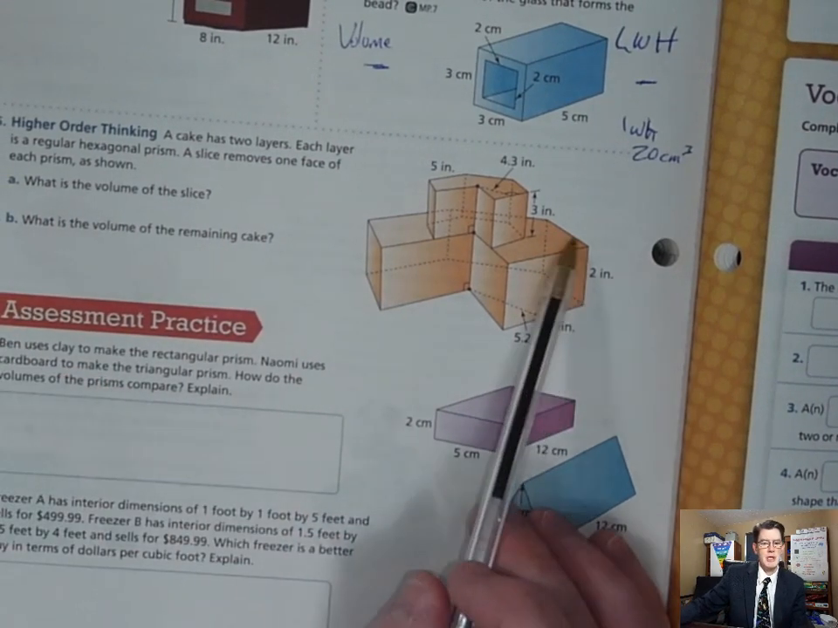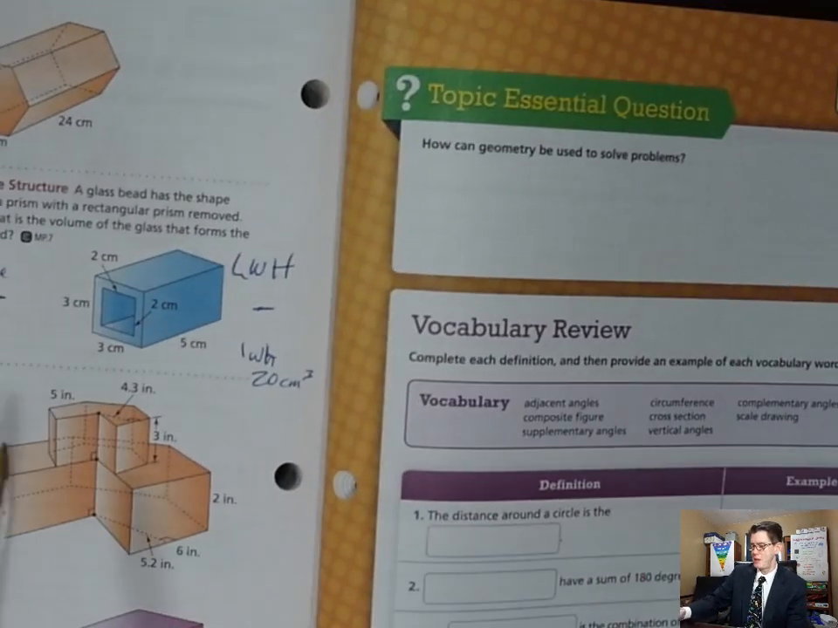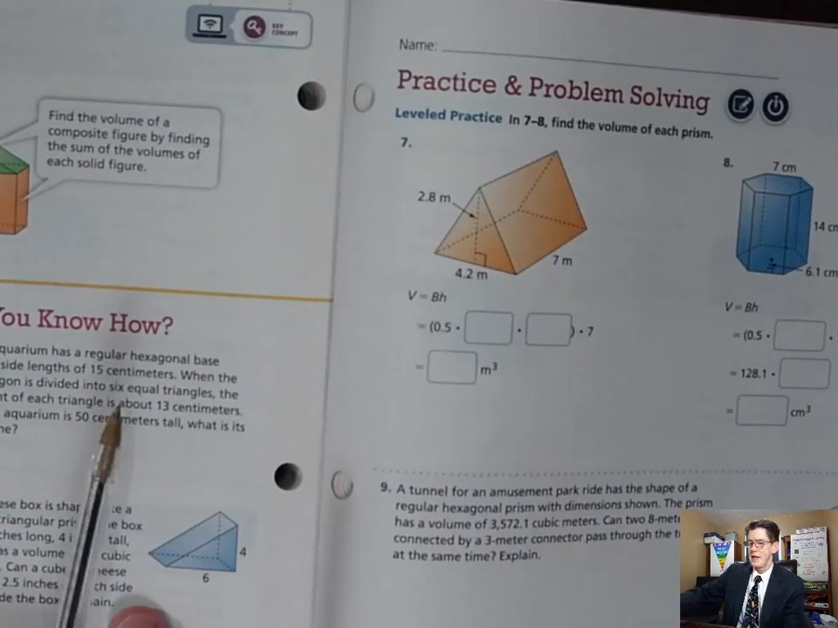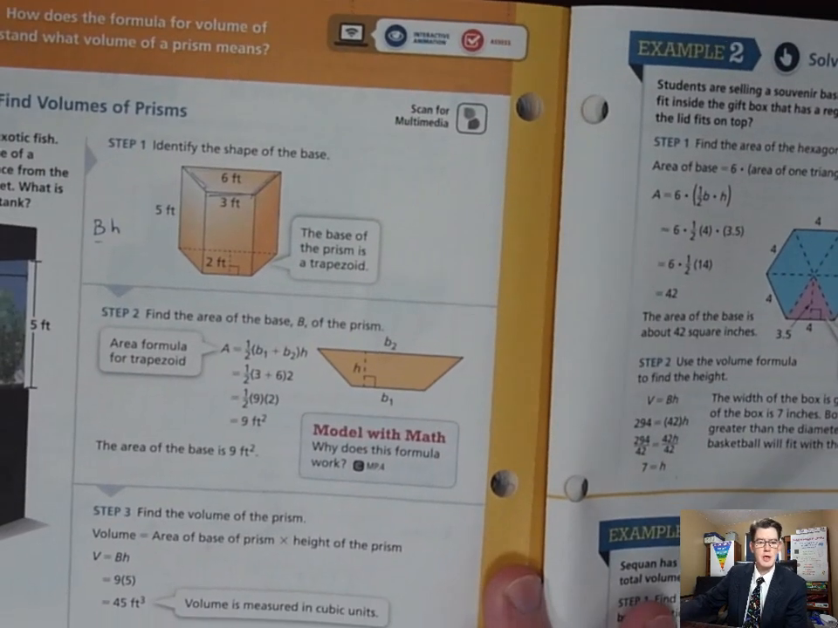This one is so complicated, higher order, I don't know if I'd spend too much time on it. Okay, and that's the work of today.